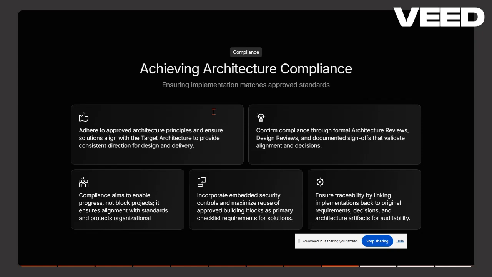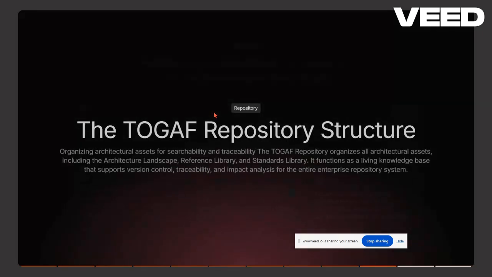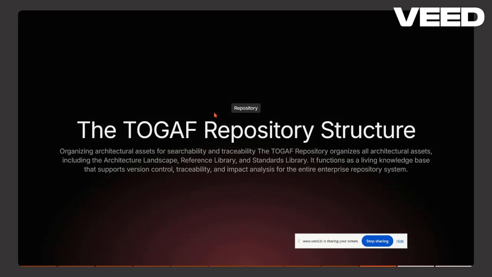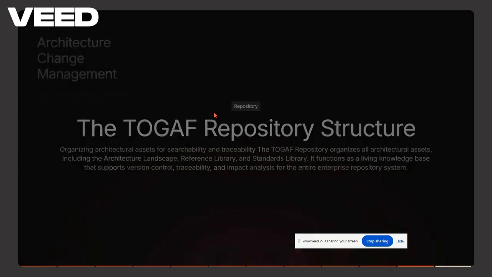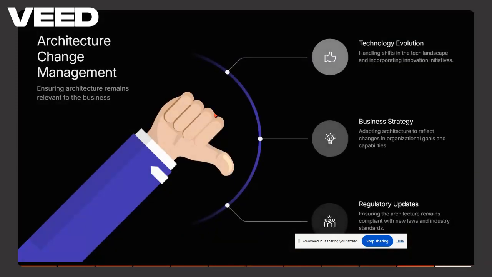So you should be familiar with these definitions and terminology when you give the standards of the architecture framework. One of the more important is the TOGAF repository structure. It covers how your organization's assets and traceability are managed across the repository, including the landscape, reference libraries, standards libraries, knowledge base of the versions, the impact analysis of the current system, and architecture change management.